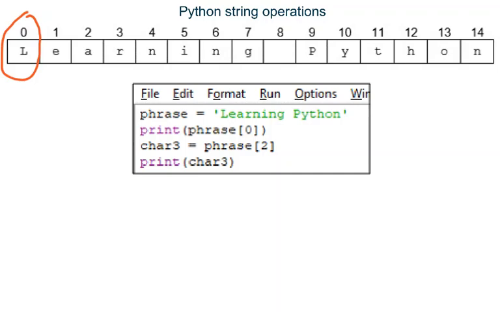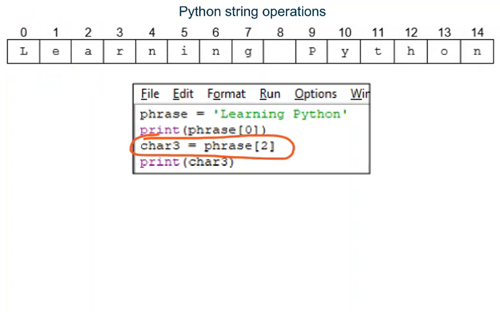So in our string "learning Python", uppercase L is in position 0, lowercase e is in position 1, lowercase a is in position 2, etc. So the second line of the program will result in uppercase L being printed on the screen.